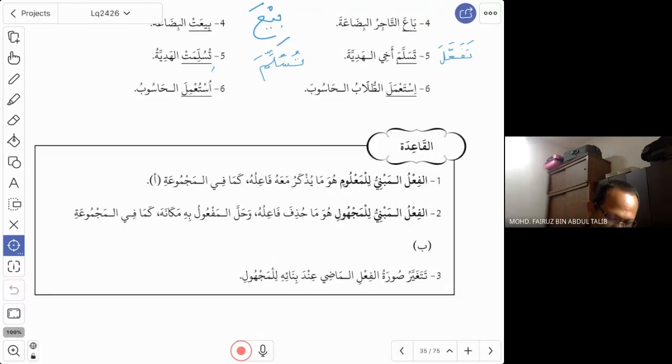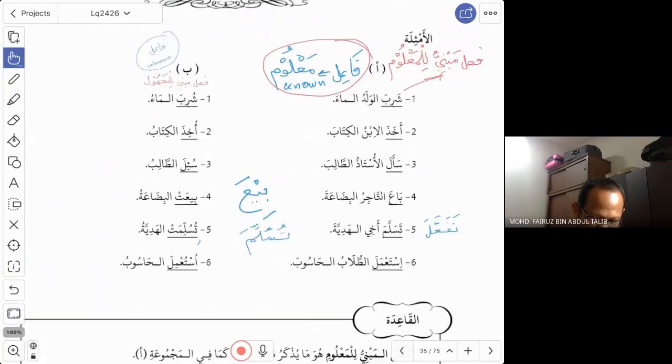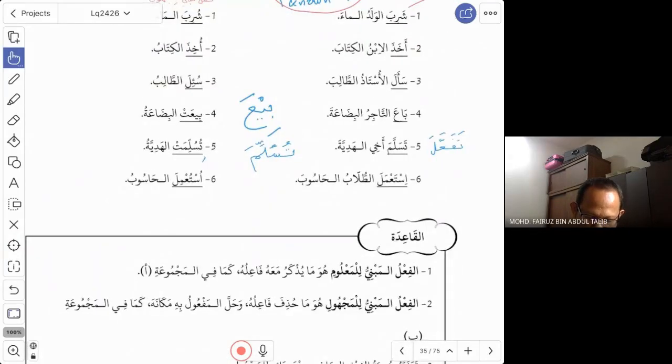The qaida says, number one, al-fi'lul mabni lil ma'lum. So this is the term mabni lil ma'lum, the one that I have explained just now. This is used for both fi'il madhi and also fi'il mudari. In our today's lesson it is only about madhi. In the next lesson we will see fi'il mudari. So this is just a definition of what mabni lil ma'lum is, similar to what I have explained just now.